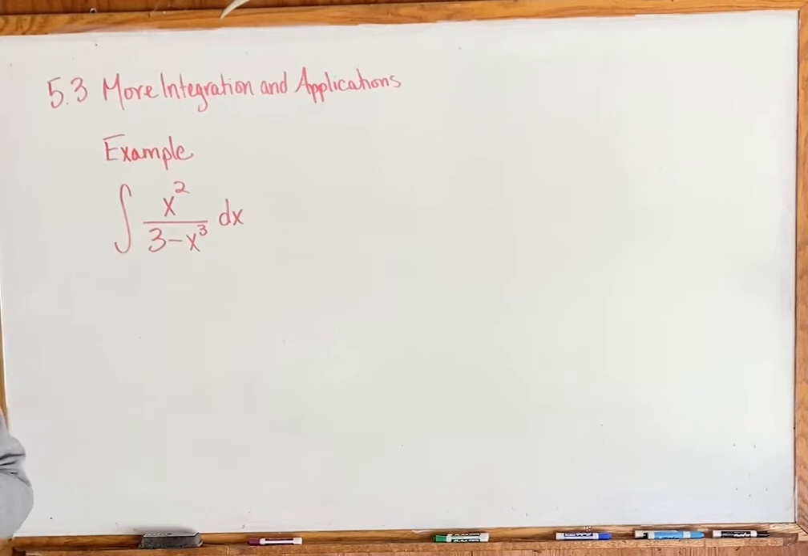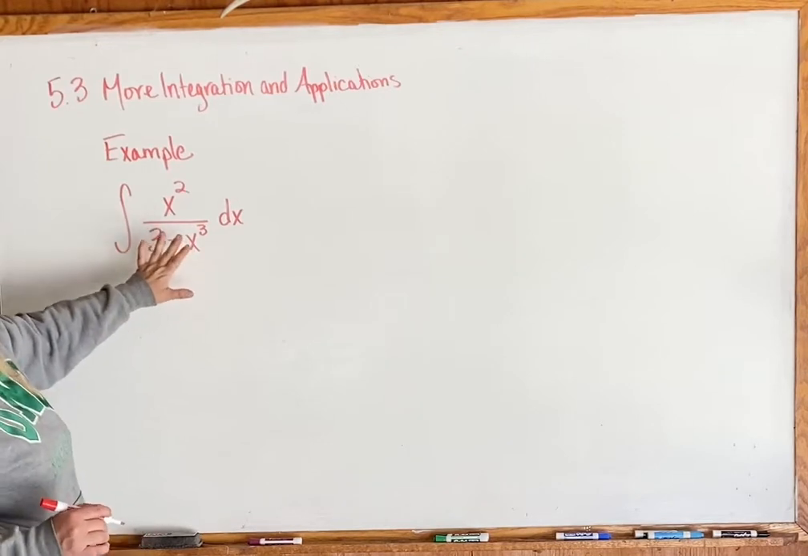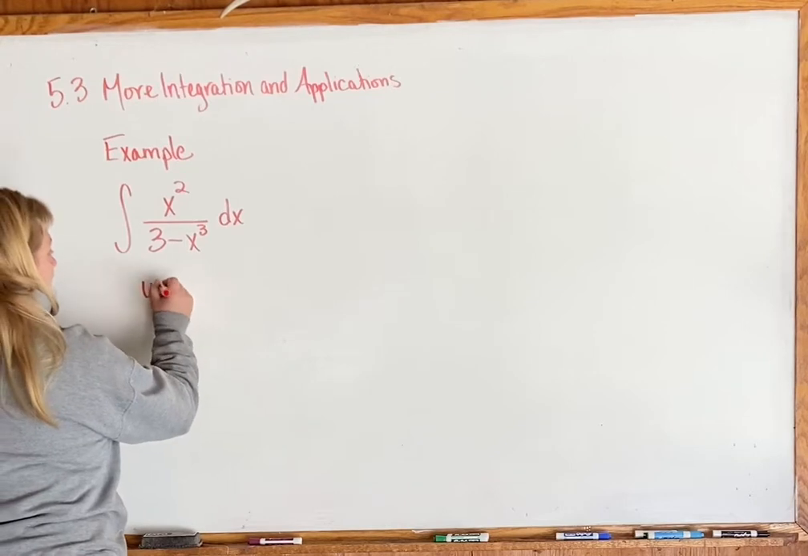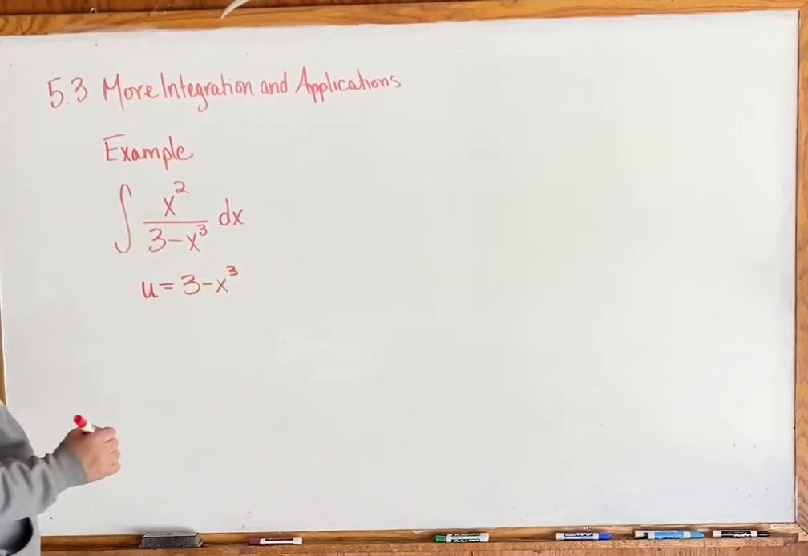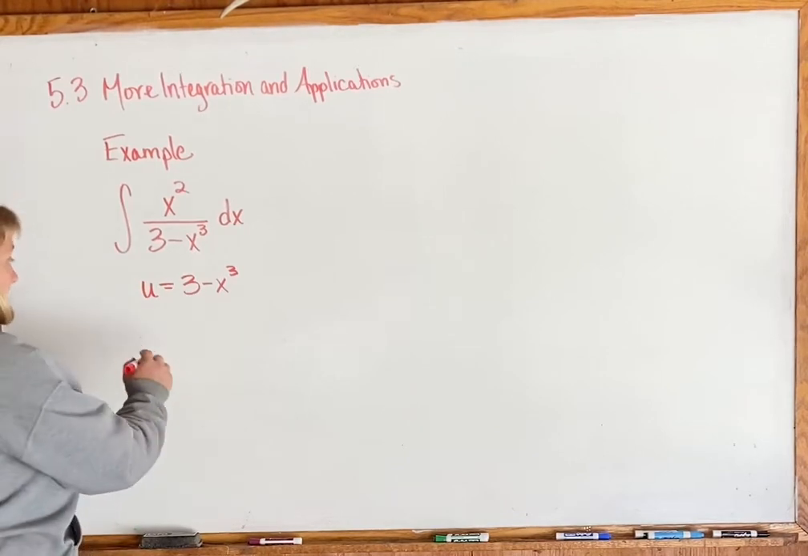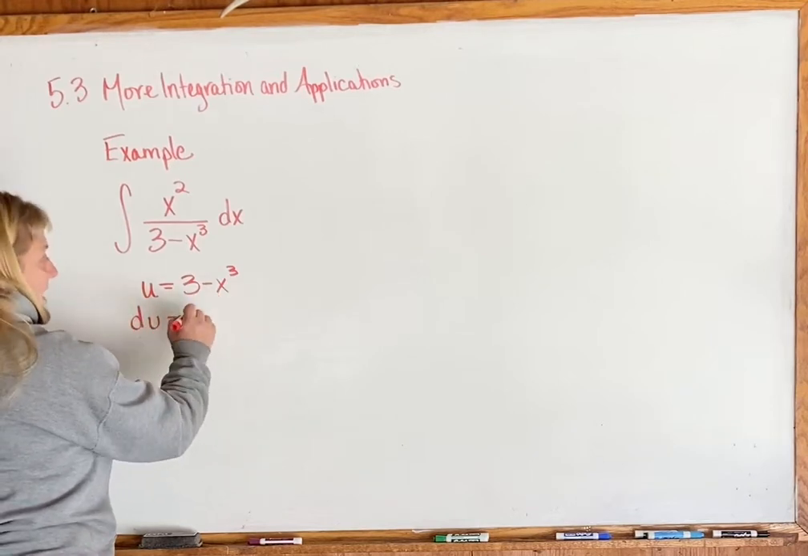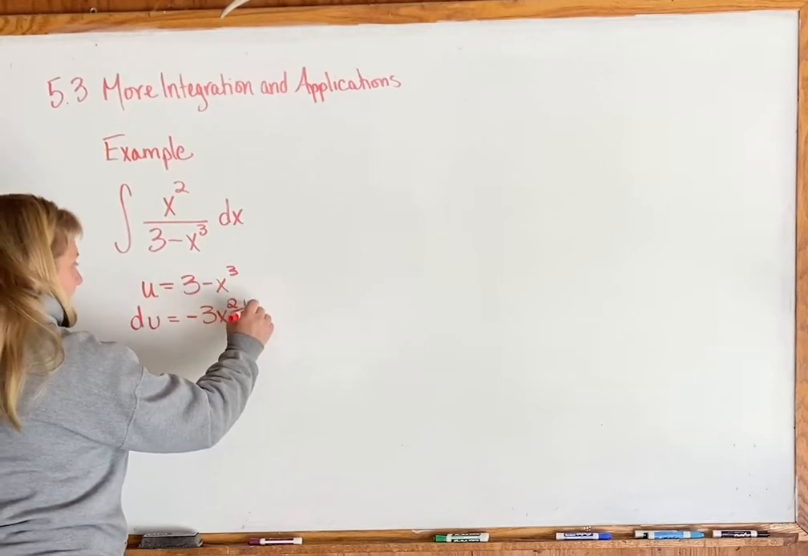Now remember that you're supposed to look at the ugliest part as being your substitution. So to me that definitely looks like the denominator. And we're going to take the whole entire denominator. Let's let u equal 3 minus x cubed. And then remember, as soon as we find u, we need to follow it with du. So du will equal negative 3x squared dx.